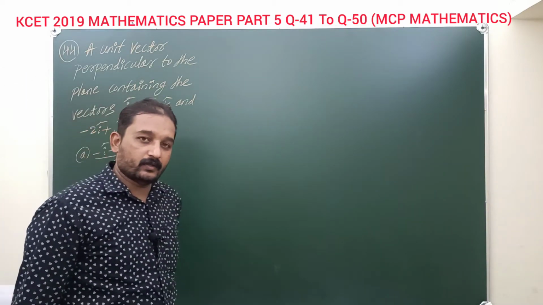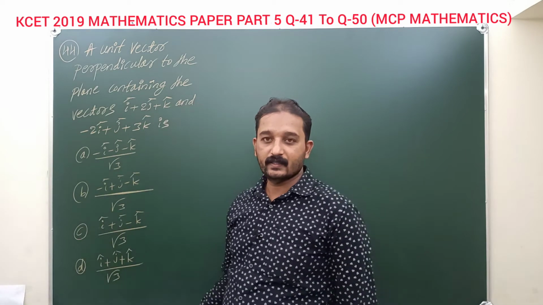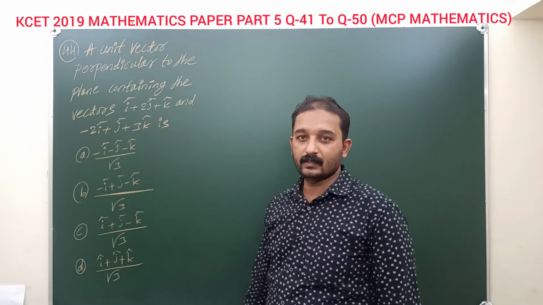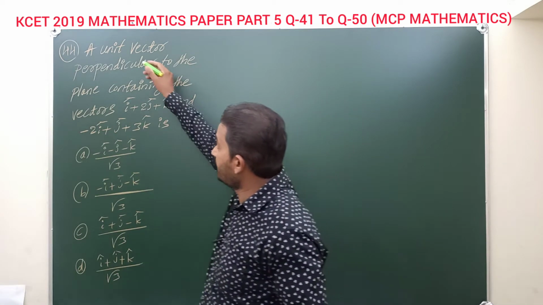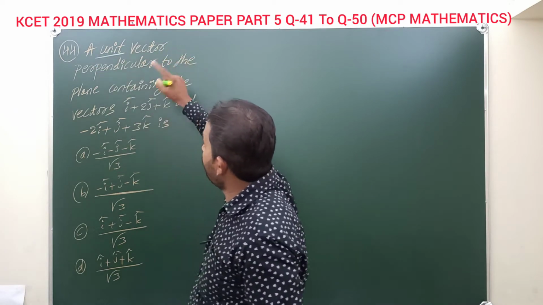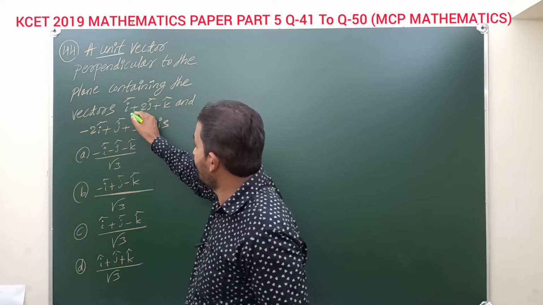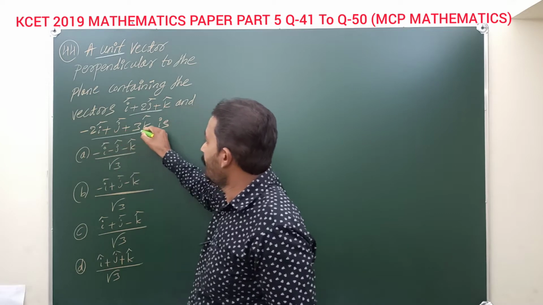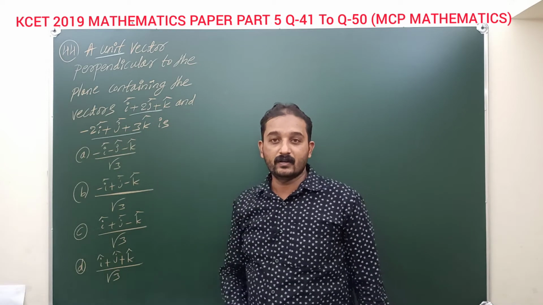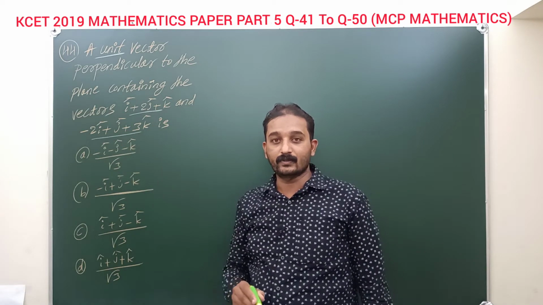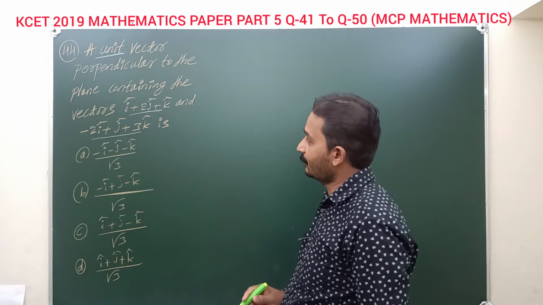Now let us move on to question number 44. Once again this question is based on the chapter vector. Let us see the question. We have to find the unit vector perpendicular to the plane containing these two vectors. It is an easy question. I am not solving this question by the usual method because it is a lengthy process. I am solving it by a shortcut method.